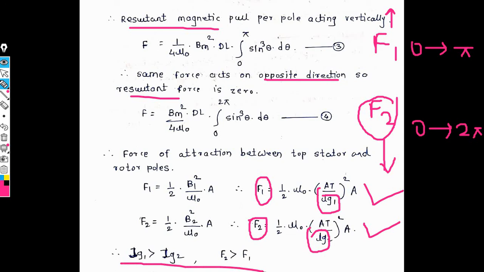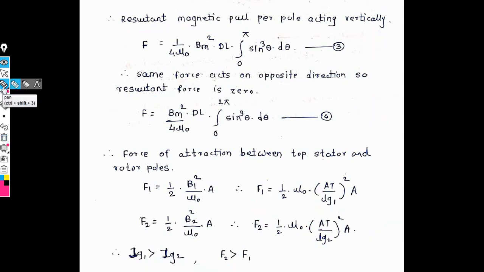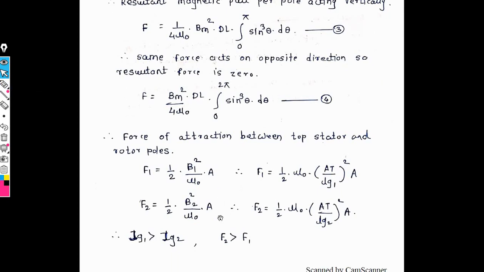That means the length of air gap Lg1 is greater than Lg2, and the force of attraction from the downward side, F2, is greater than the upward side force F1. Now this is the concept of magnetic and unbalanced magnetic pull condition in AC machine and DC machine.